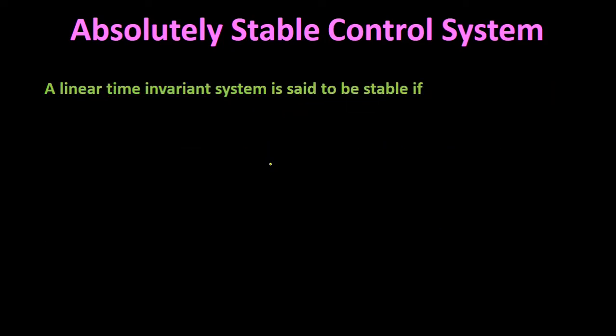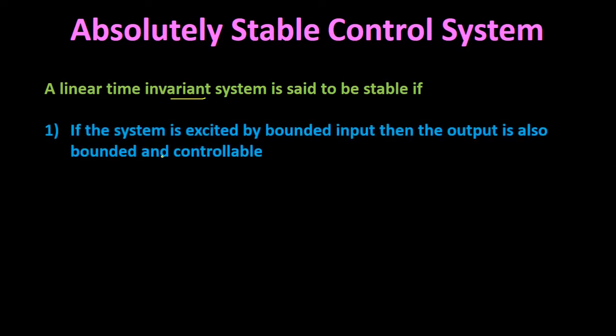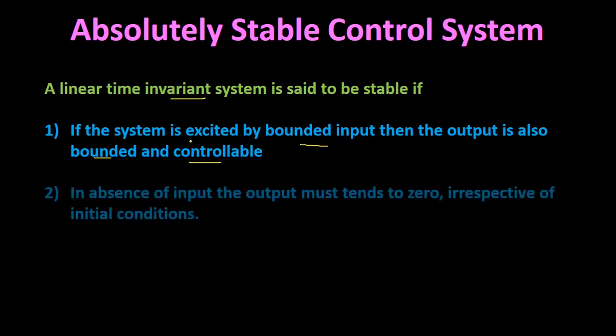Now let us define absolutely stable control system, a linear time invariant system. That means an LTI system is said to be stable if, first point, the system is excited by bounded input, then the output is also bounded and the output should be controllable. Then that type of system is called as stable system.